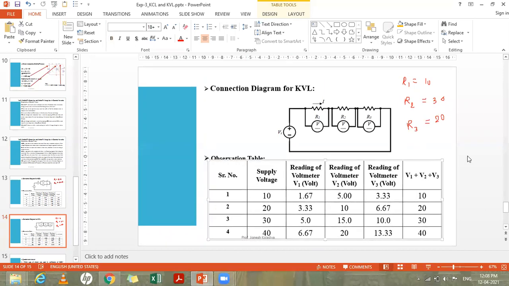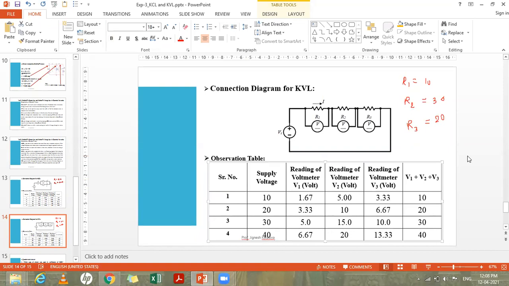So now you can see, if you apply KVL, according to KVL the supply voltage V is equal to the summation of all voltage drops, and the same thing we are getting: the summation of all voltage drops is equal to the supply voltage. Okay, and hence from this we can say that Kirchhoff's voltage law is also verified, right?